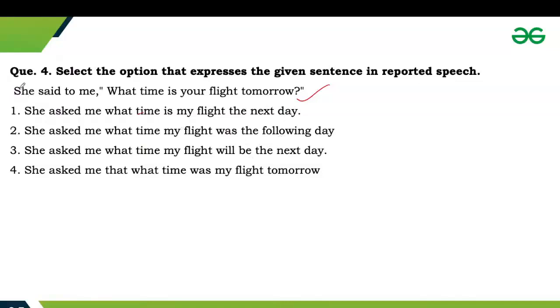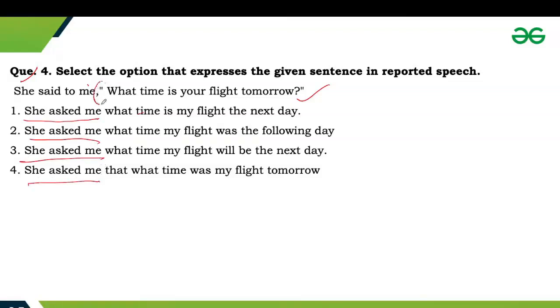So she is the subject, asked is the second form of the verb. According to said, asked is correct, and here me is the listener. Me is the listener, so it will become the object of the asked verb. So this one is correct, this one is correct, this one is correct, and this one is also correct.